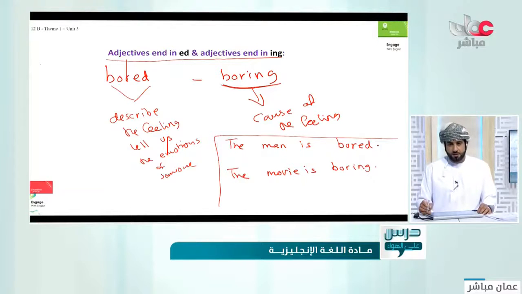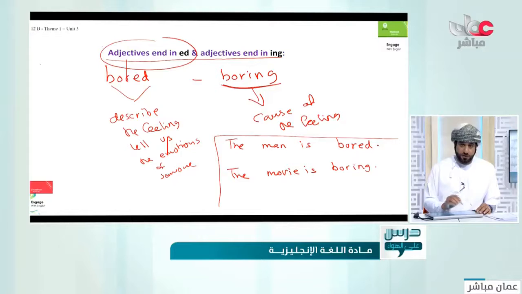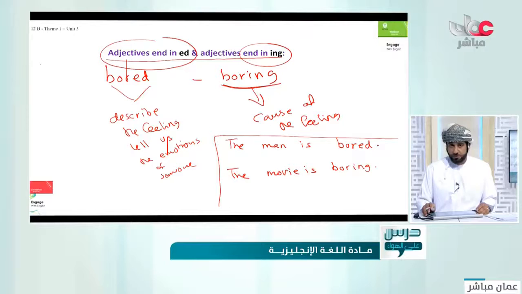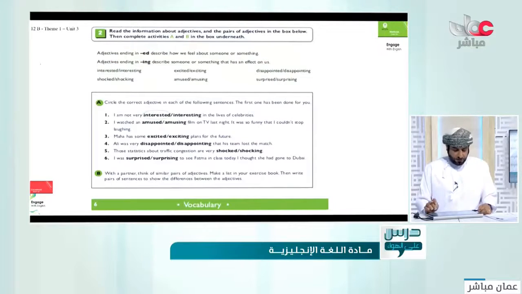But some students will ask, what if we say the man is boring? If you say the man is boring, it means that the man makes others bored. If you describe that guy as boring, he is the cause of the boredom. He is the cause of others being bored. Is it clear? Say it again. An adjective ending with ed describes the feeling. So, I am interested. أنا مستمتع. But if I say the movie is interesting or the session is interesting, it means the session makes me interested. Good? So an adjective ending with ing is the cause of the feeling. The activity that we have here will make it clear to you.